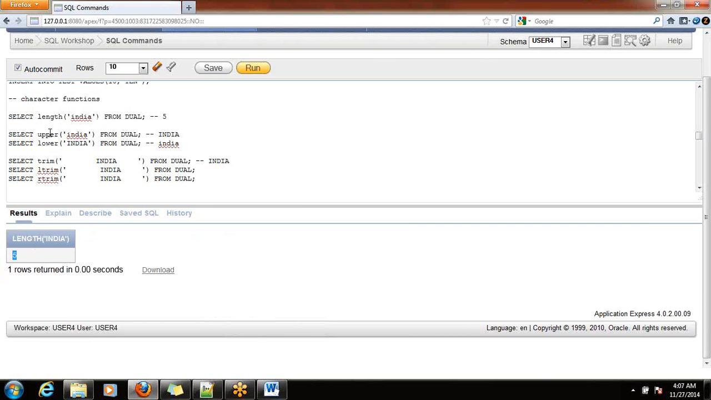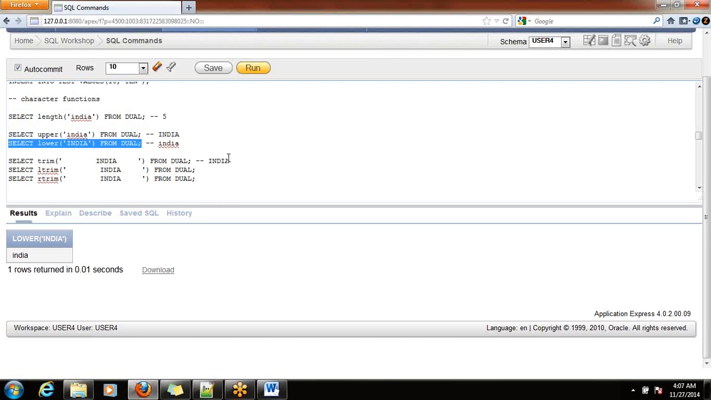Then I am converting a string to uppercase. Upper. You can see? Select upper of India. I supplied all lowercase letters and it is converting into uppercase and giving the result. Likewise lower. I supplied uppercase letters and it is converting.